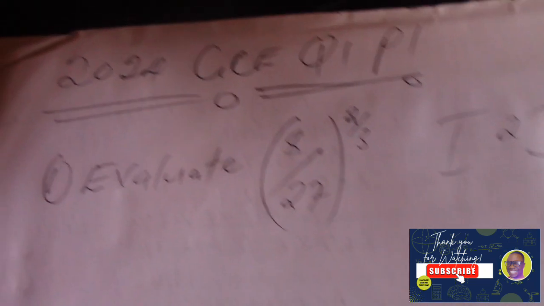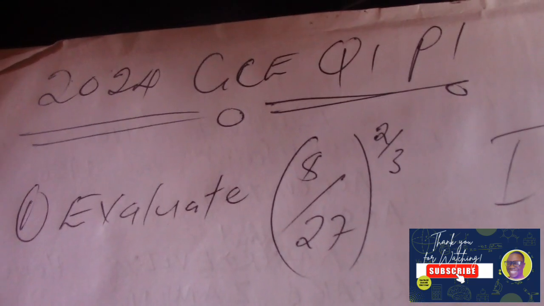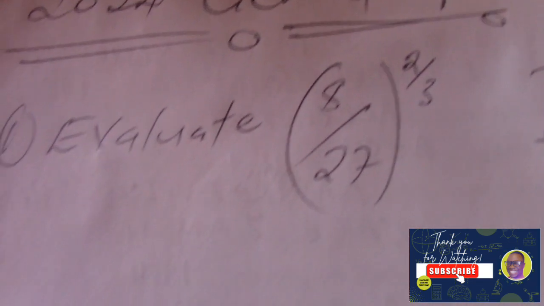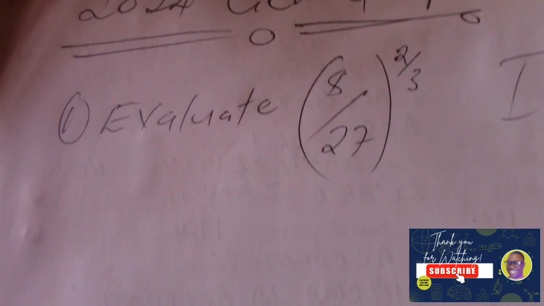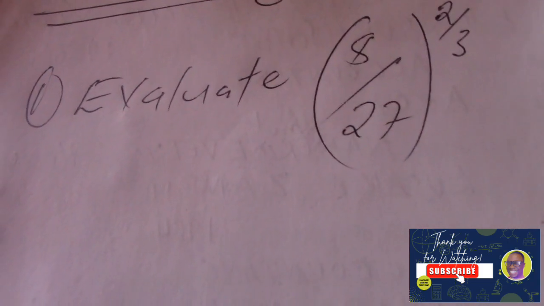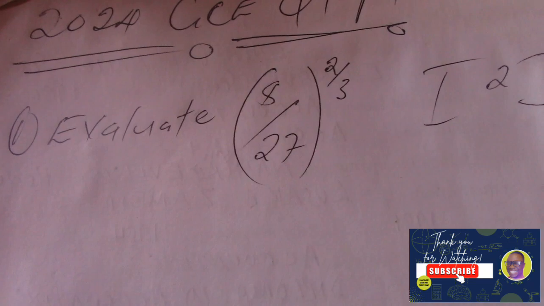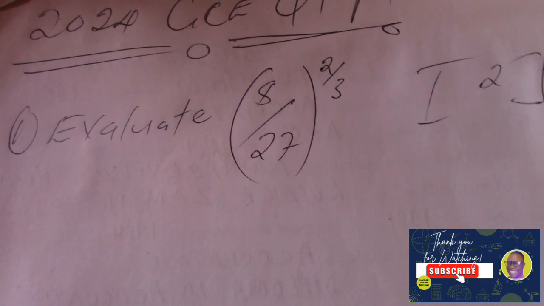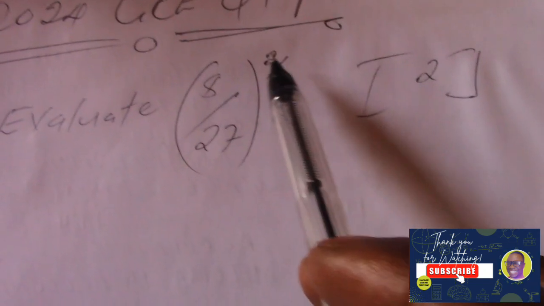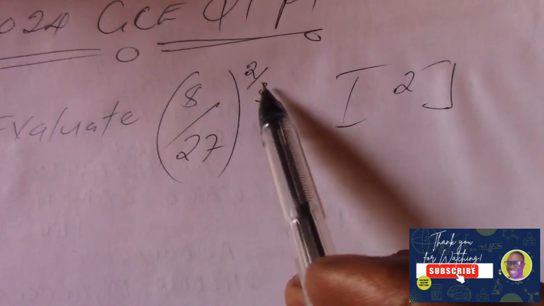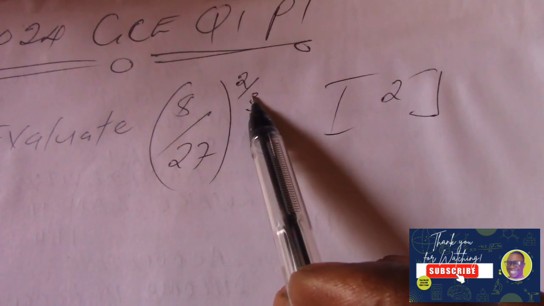Alright, so you are looking at 2024 GCE question 1 from paper 1. We're going to solve this question: evaluate (8 over 27) to the power 2 over 3, divided by the root or cube root. Our marks are 2 marks here.